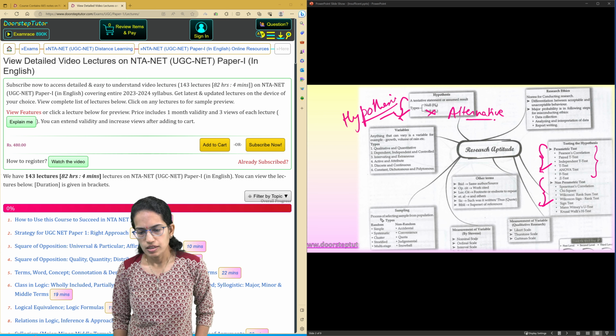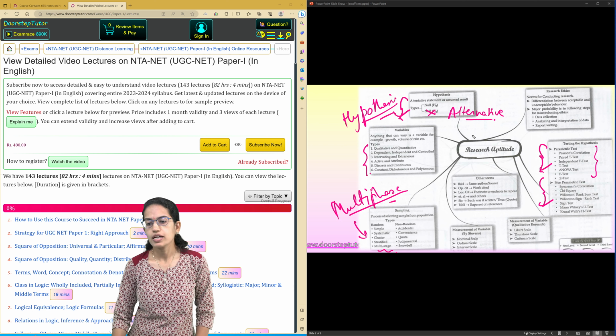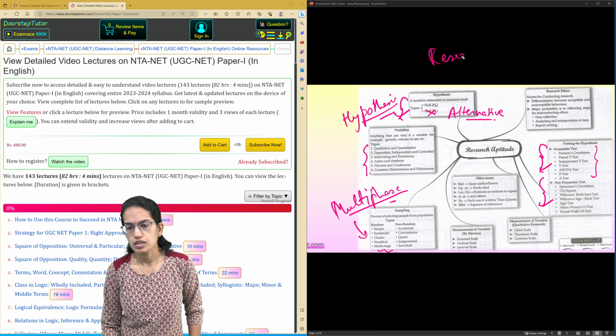Even the sampling, the types of sampling: you have multi-stage sampling. What about the other types of sampling? When I say other types of sampling, what would be the types you would include here? Multi-phase. Multi-phase is one of the sampling types that is not given here. Again, the types of variables have been mentioned, but where are the types of research? The types of research is nowhere mentioned.